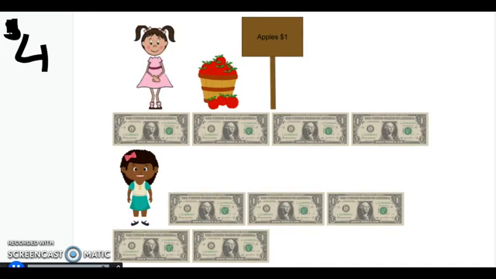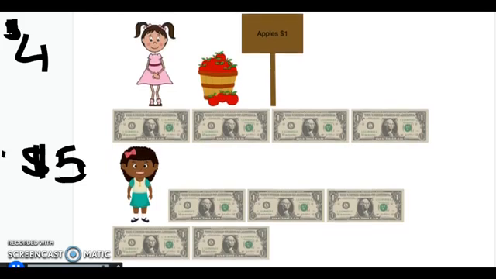Now her friend Anna is really nice and has $5 that she's willing to let Sally borrow. So Anna has $5. So when Sally borrows those $5 from Anna, Sally owes Anna $5. She needs to give $5 back to Anna later on when she gets $5 more.